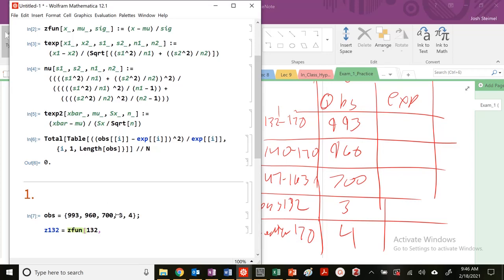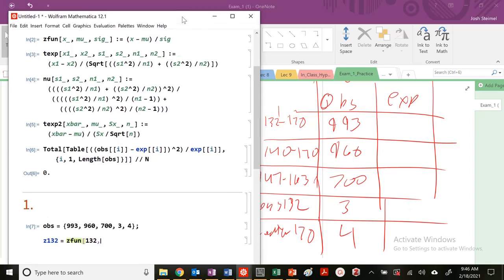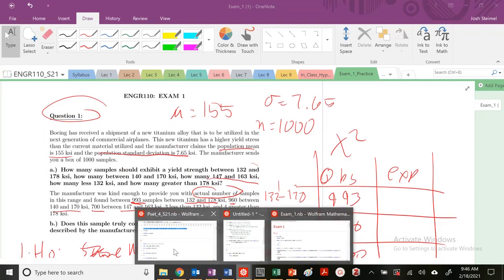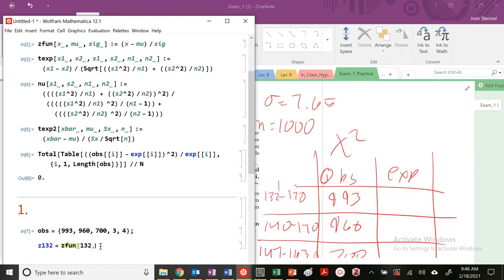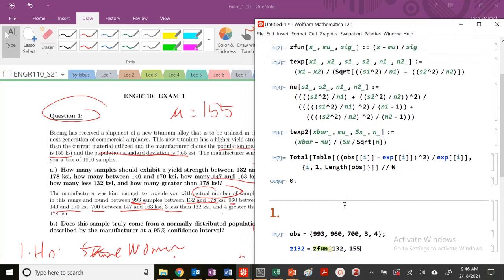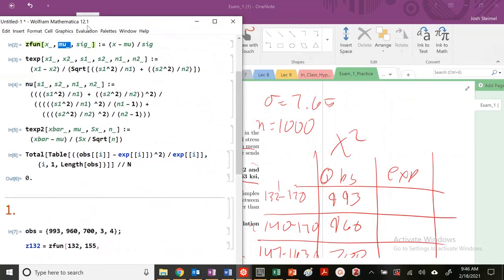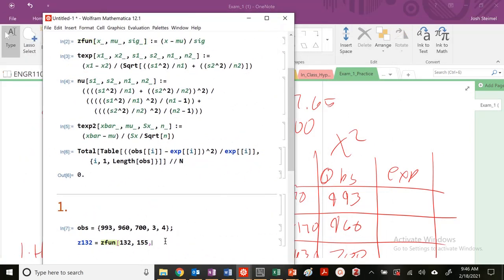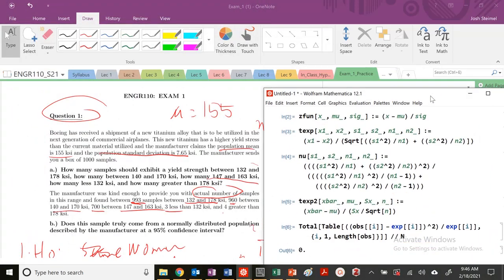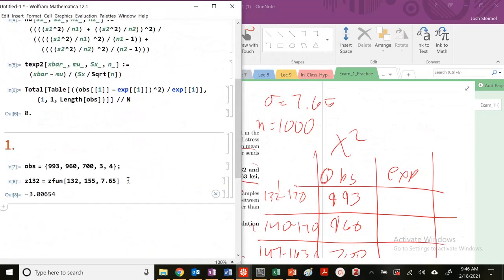What is my mu in this problem? Let's scroll up here. My mu is equal to 155. Again, you could always draw a sketch in order to make sure that you're on the same side, or you can do the trick here. So mu right here is 155. What about my sigma? 7.65. So with 7.65, that gives my z value of 132. Excellent. Let me make sure that it's 7.65. Yes, exactly. So let's do z of 178.